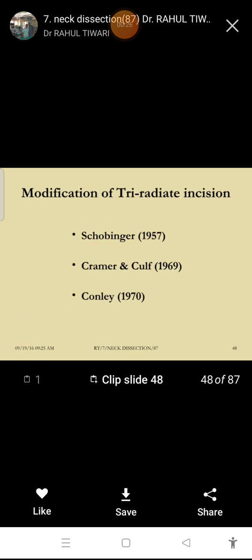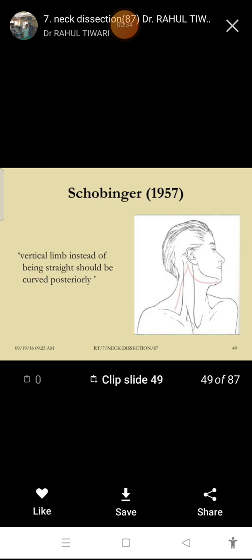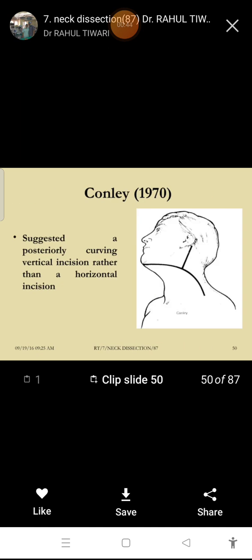What are the modifications of tri-radiate incision? They are the Schobinger, Kramer and Kulf, and Conley. Schobinger: here, the vertical limb, instead of being straight, should be curved posteriorly. In Conley, he suggested a posteriorly curving vertical incision rather than a horizontal incision.